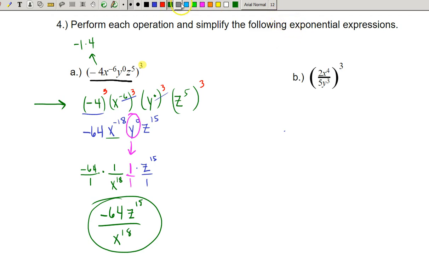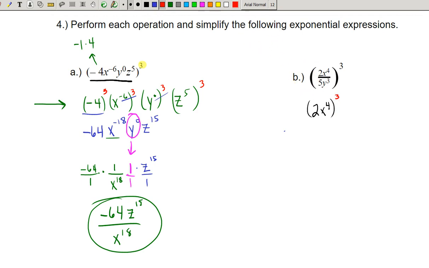Okay, so the next one, part B. So now we have a division problem. We have a quotient here, and again, everything is raised to the 3. So we're kind of adding another layer. Since everything is raised to the 3, we can break it up as the top, or 2x to the 4th, is raised to the 3.